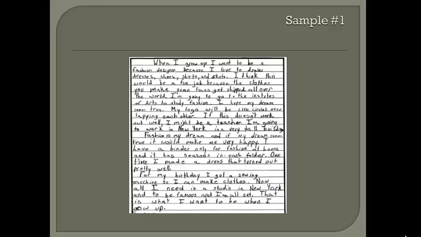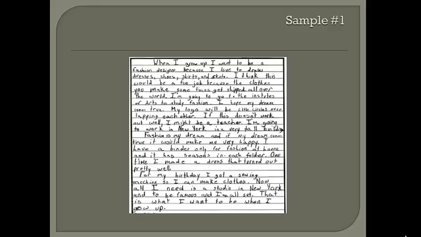When I grow up, I want to be a fashion designer because I love to draw dresses, shoes, shirts, and skirts. I think this would be a fun job because the clothes you make sometimes get shipped all over the world. I'm going to go to the Institutes of Art to study fashion. I hope my dream comes true. My logo will be little circles overlapping each other. If this doesn't work out well, I might be a teacher. I'm going to work in New York in a very tall building. Fashion is my dream, and if my dream comes true, it would make me very happy.